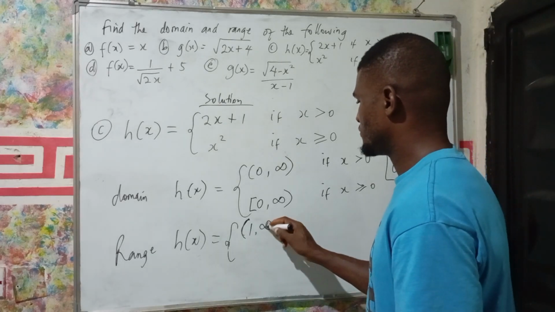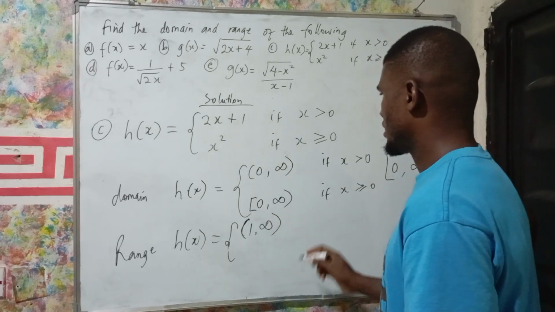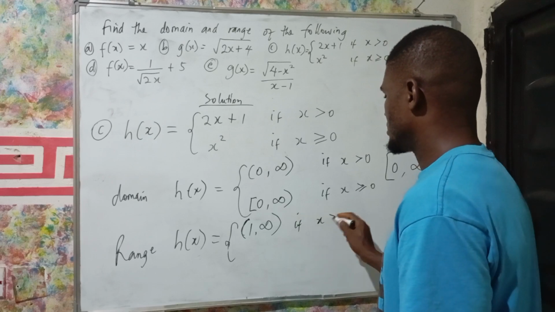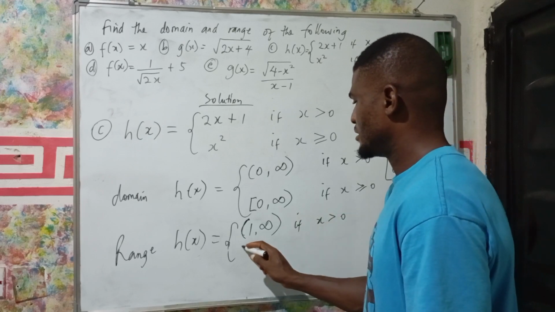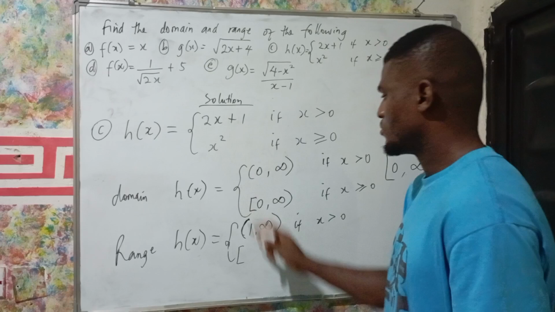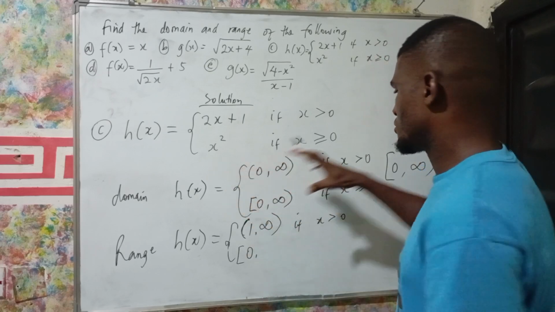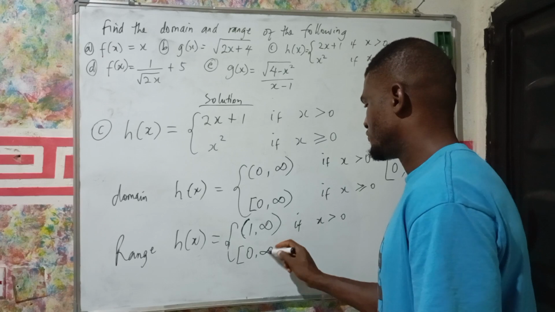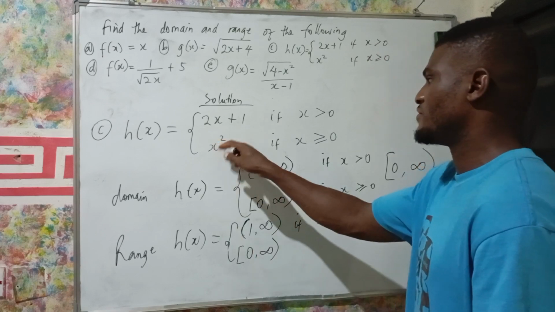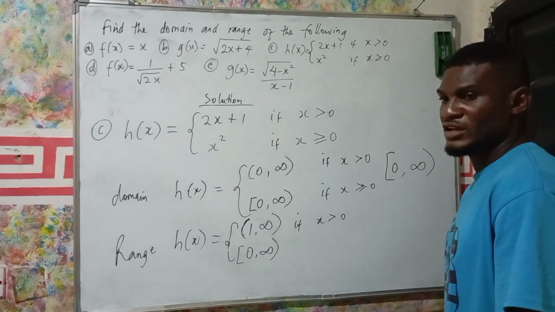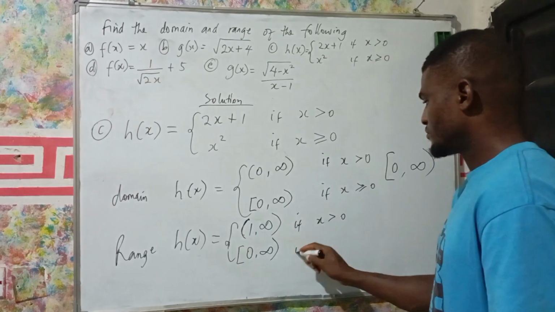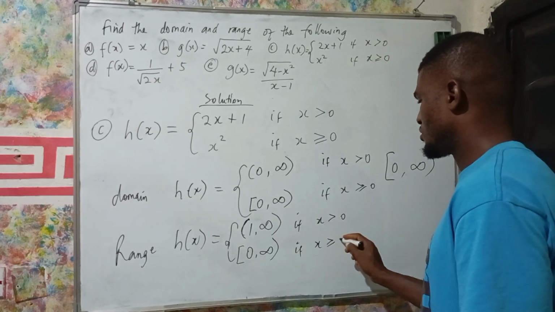towards the positive infinity. Okay, if x is greater than 0, the number here will start from 0 and increase towards infinity, where 0 is inclusive, because if you have 0 here, the answer that you have will also be 0 if x is greater than or equal to 0.